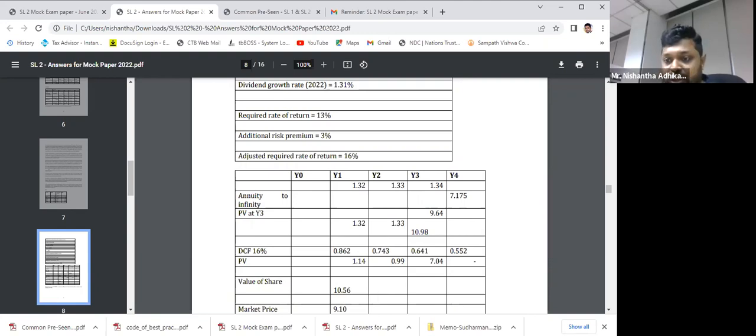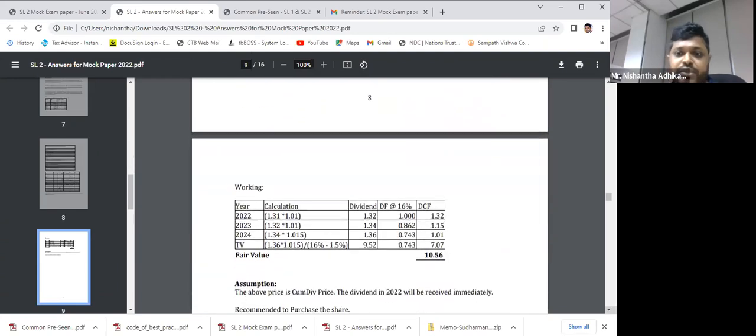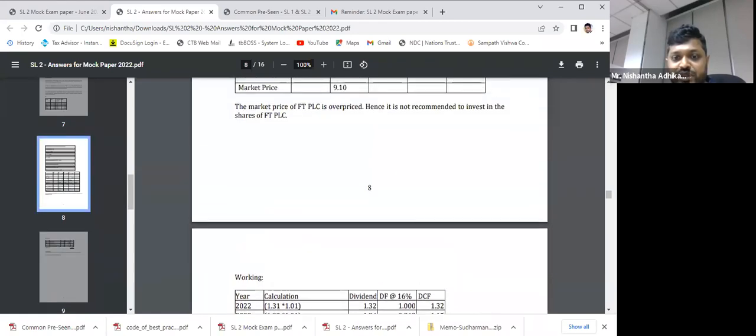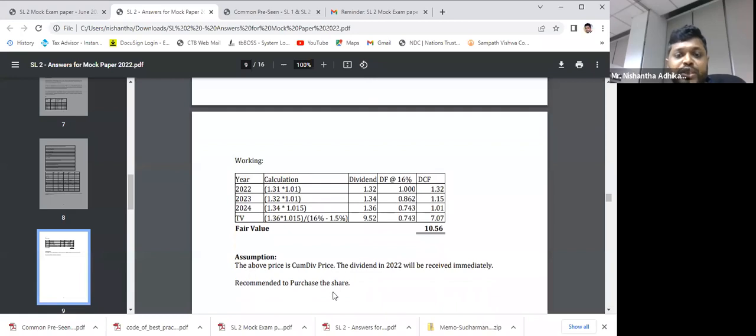You can see the discounted cash flow computation separately also. I have put it. Yes, this is the working. This is the way of computing it, right? This comment is contradictory. This should have been removed because this is the suggested answer. It is recommended. Recommend to purchase the share.